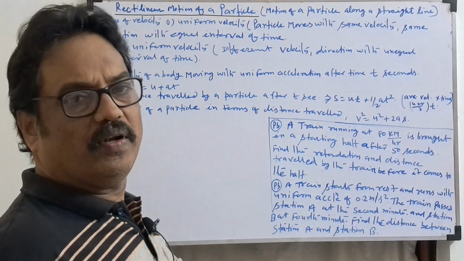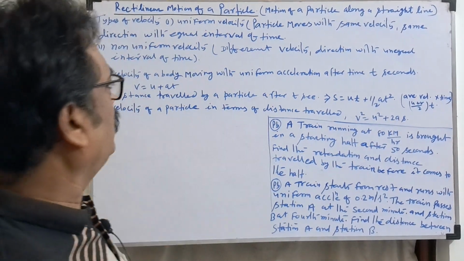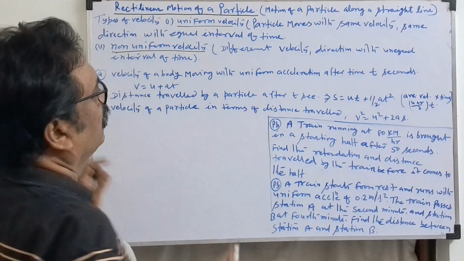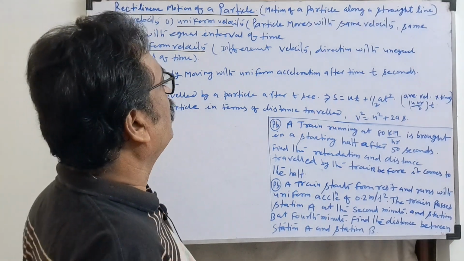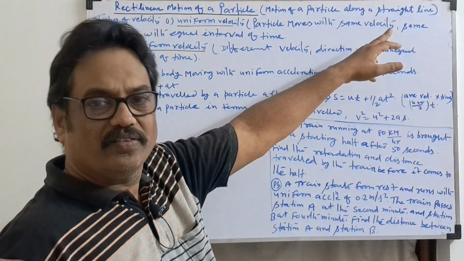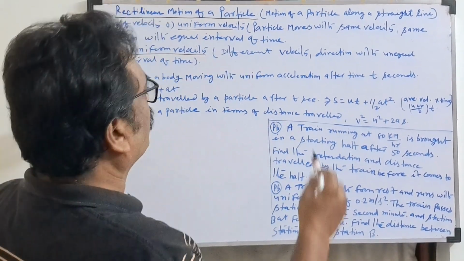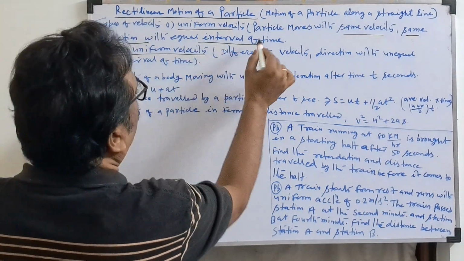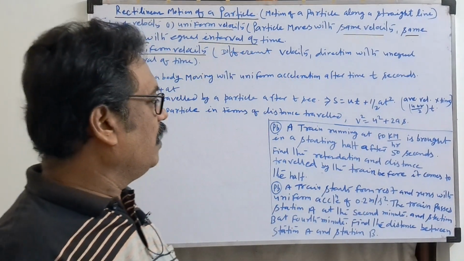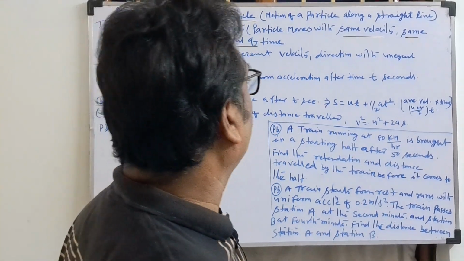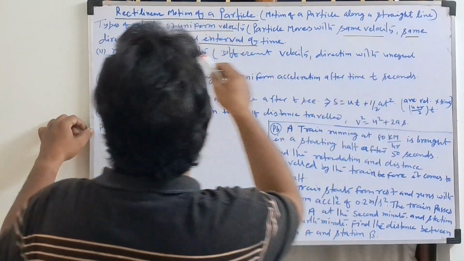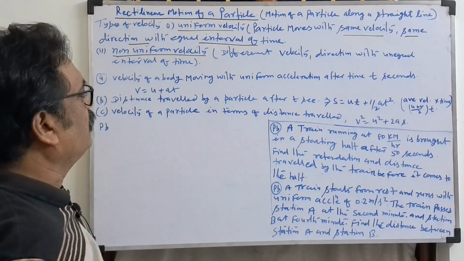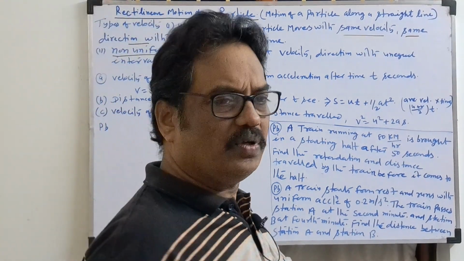There are two types of velocity: uniform velocity and non-uniform velocity. When a particle moves with the same velocity, in the same direction, and in equal intervals of time, this is known as uniform velocity. Different velocity, different directions, and unequal intervals of time is known as non-uniform velocity. Under this we will study just three simple formulas.